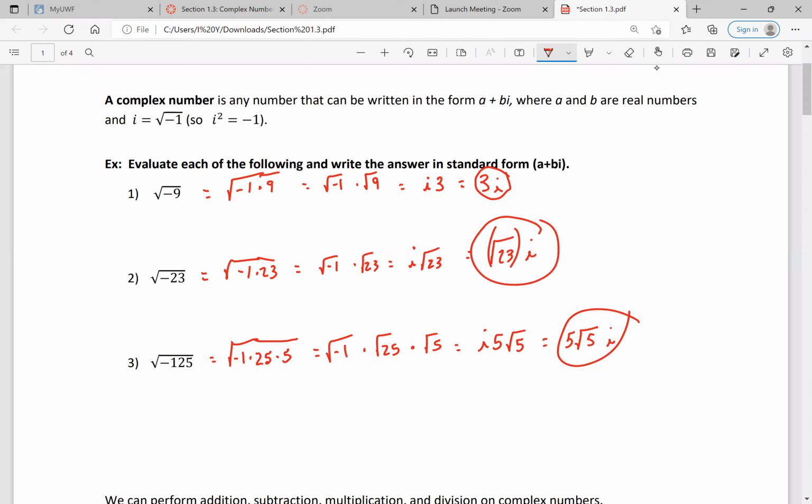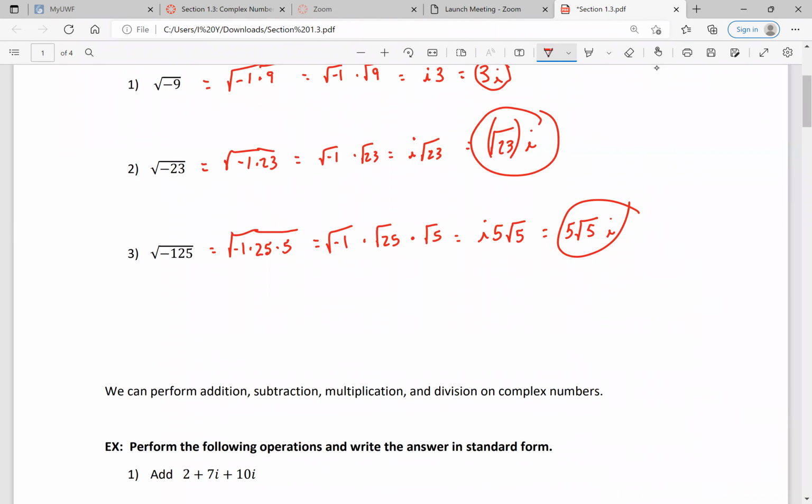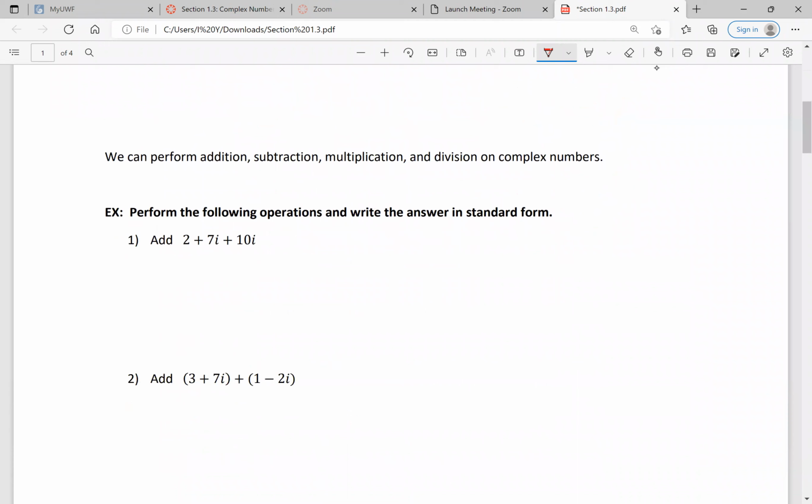Okay, so now that we have the basics down, what can we do with this? Well, we can do addition, subtraction, multiplication, and division of complex numbers. Addition and subtraction are real simple. Combine the like terms. 7i plus 10i is simply 17i. Here we have two complex numbers, added. Again, combine like terms. 3 plus 1 is 4, and 7i plus -2i is 5i. That's it.